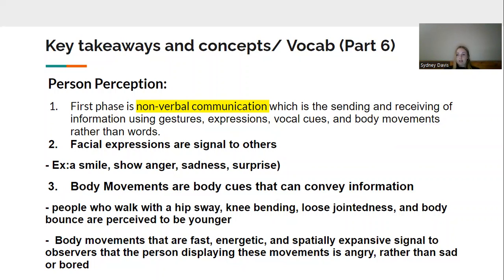Kind of like talking about body language, you could tell when someone's down by their body language. You could tell if someone's up and happy, they have good posture. People who walk with a hip sway, knee bending, loose jointedness, and body bounce are perceived to be younger. Body movements that are fast, energetic, and spatially expansive signal to observers that the person displaying them is angry rather than sad or bored.